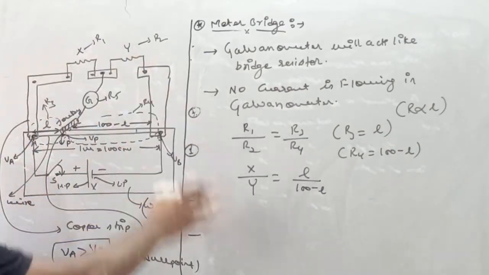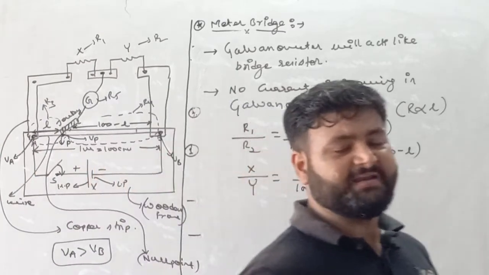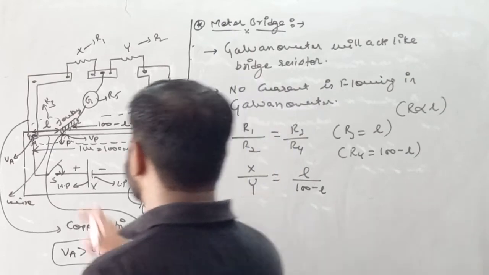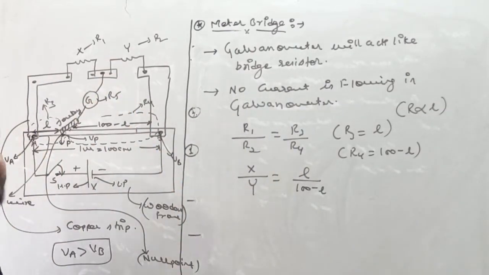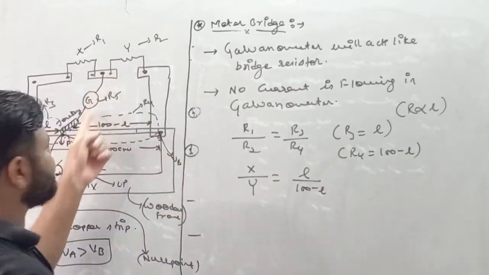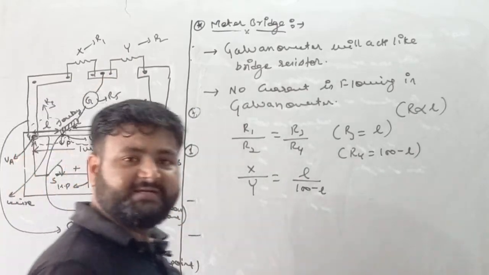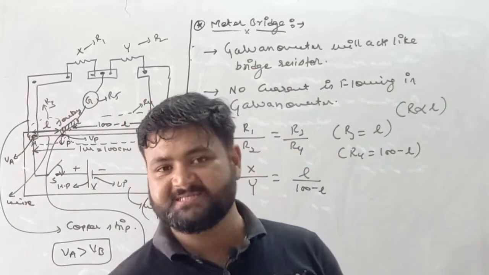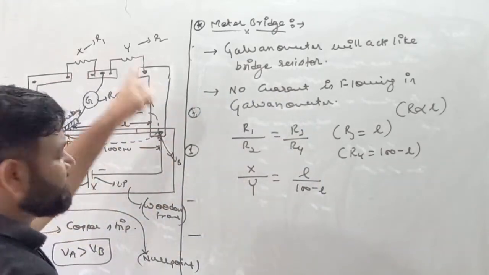So in this setup we have 5 resistors: one is X, other is Y, third is L, fourth is 100 minus L, and the fifth resistor is the resistor of the galvanometer, whose resistance is G, and in the galvanometer no current is flowing. So if no current is flowing, then we can say this is a setup like a Wheatstone bridge, and in the fifth resistor, which is called the bridge resistor, no current is flowing. So if no current is flowing in the bridge resistor, then we can say the Wheatstone bridge is balanced.